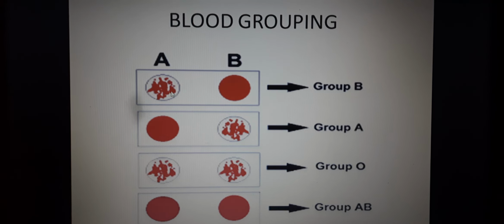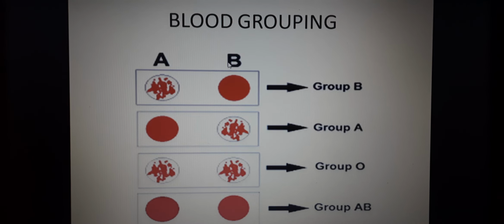Just imagine there are 4 persons. Four persons' blood has been taken, and everywhere 2 drops are given. Here anti-A is given and here anti-B is given. In all of them, the drop on the left side is given the anti-A serum and anti-B on the right side.